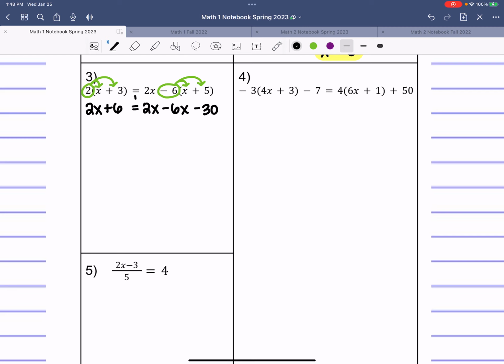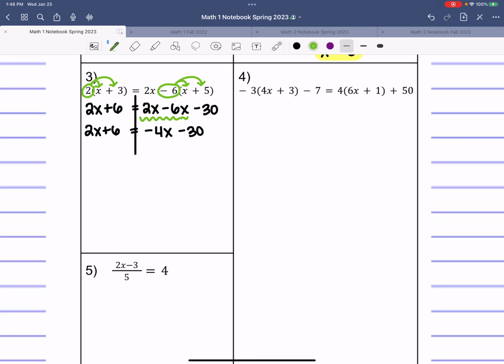Now we can split this so that we can combine like terms. We have 2x minus 6x. They are alike. So everything on the left, the 2x plus 6, can stay. That's going to be equal to negative 4x minus 30.